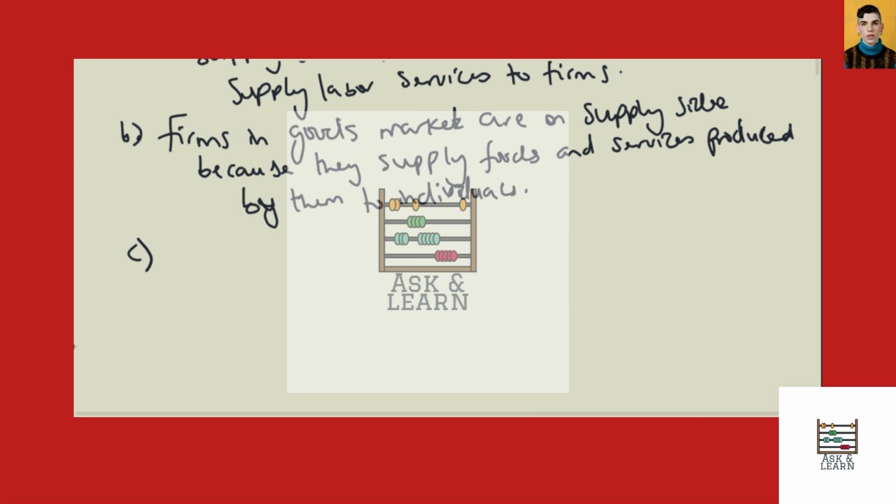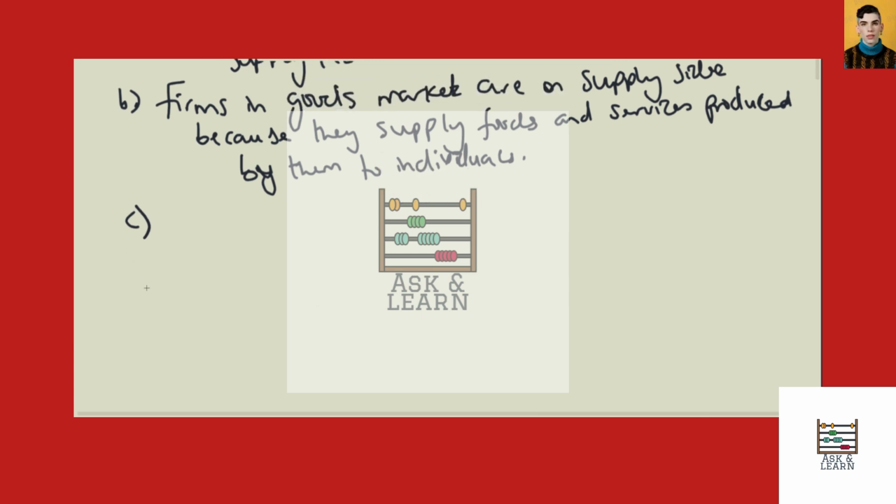Now the next one is the firms in financial markets. The firms in financial markets are on the demand side because the firms demand funds from households to finance business operations. So they are on the demand side.